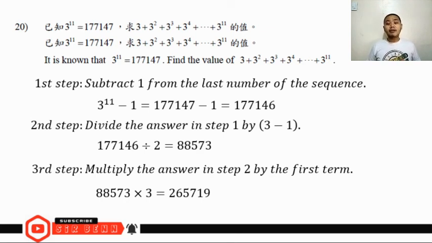Okay? So we just keep on practicing these questions that I presented. You may change the given number so that your students, or you as a student, can practice.